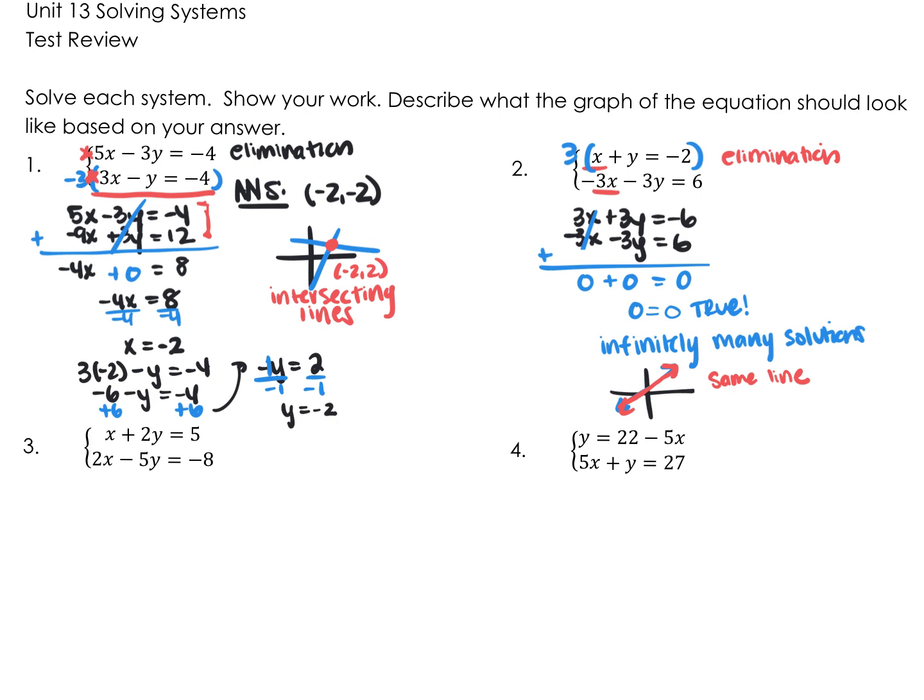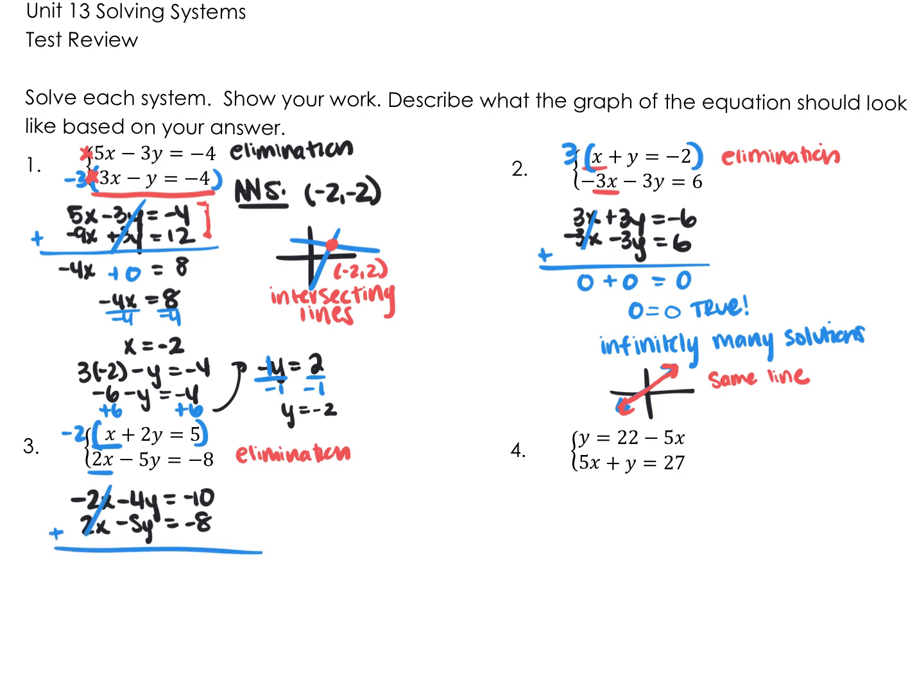Alrighty, this next one will also use elimination on this one. I'll go ahead and multiply my top equation by -2. That'll make my x's the same number opposite signs. And so my first equation will become -2x minus 4y is equal to -10. My bottom equation will stay the same. And then we'll add these together.